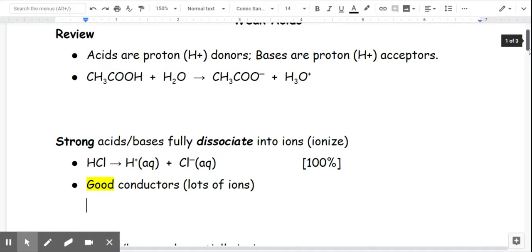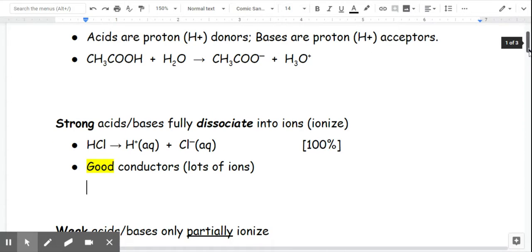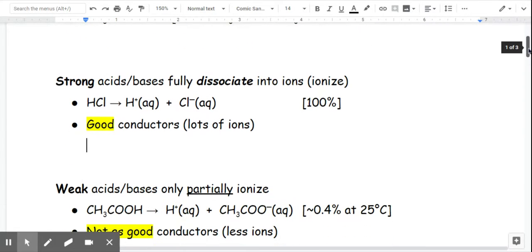The last lesson we talked about electrolytes, strong versus weak electrolytes. We said strong electrolytes really conduct electricity very well because they've got lots of ions, versus weak electrolytes only conduct electricity a little bit because they don't have as many ions. So let's turn into a definition for strong acids versus weak acids. Same thing with bases, though.